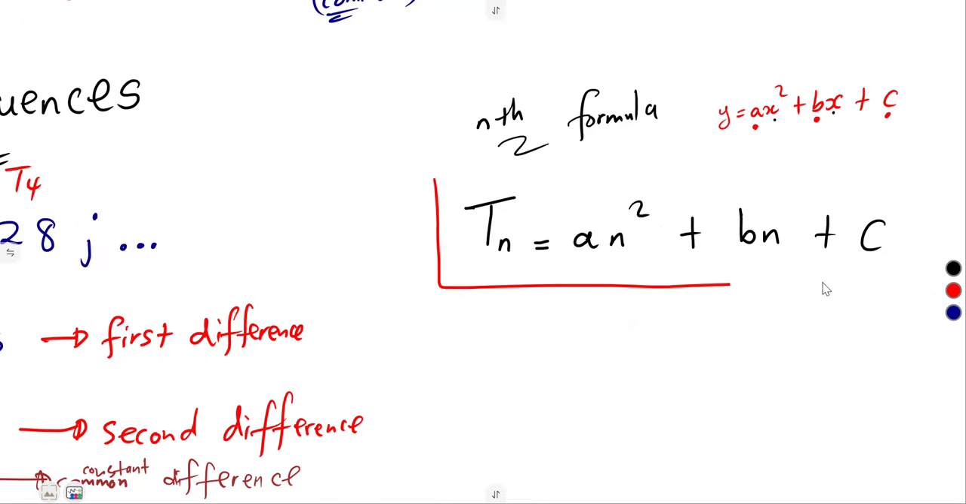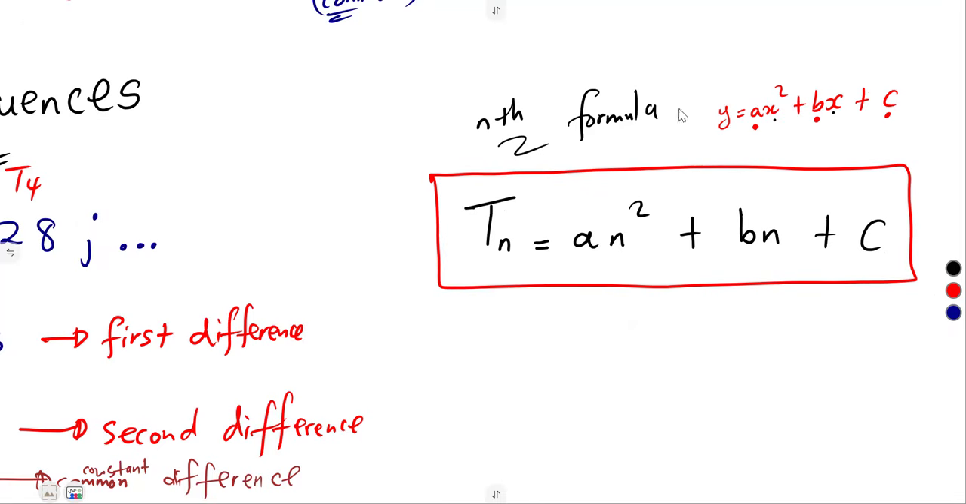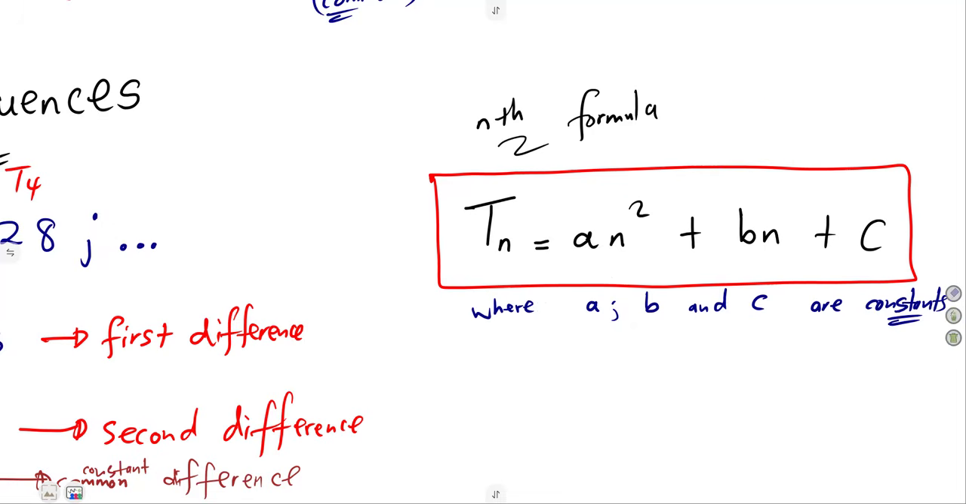Just like any other quadratic equation presentation, where a, b, and c are constants to be calculated. A, b, and c are constants. We must calculate these constants. That's what we have there. So the question is, how are we going to do it?